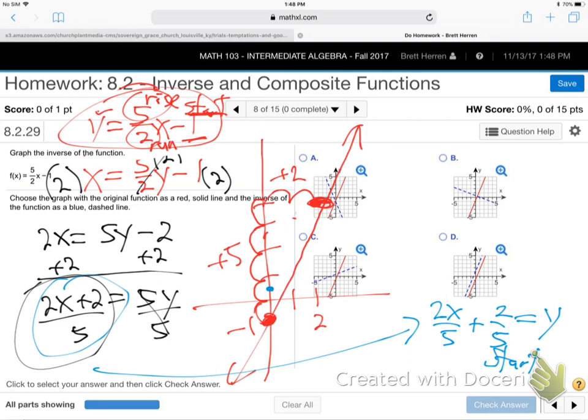A little less than a half. This is 1, 2, 3, 4. So 2/5 is about right there. A little less than a half, isn't it? Start a little less than a half. Rise 2 and run. Go up 2. 1, 2. Go over 5. 1, 2, 3, 4, 5. Way over here. Connect the dots. Dotted blue line. Like that. There it is. Which one of those looks like that? C. Yeah, C looks like that, doesn't it? Good enough to tell.